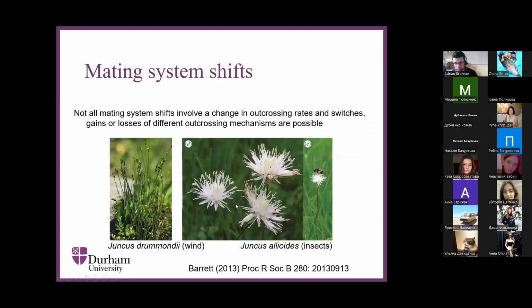It's not the only switch that can happen. Rarely you can have switches from selfing to outcrossing. Here's a very striking example in Juncus, a sedge. They're typically wind pollinated, and rarely you find species that have developed insect mutualisms. They're beginning to evolve all the characteristics of insect pollinated flowers again, so showy flowers again.